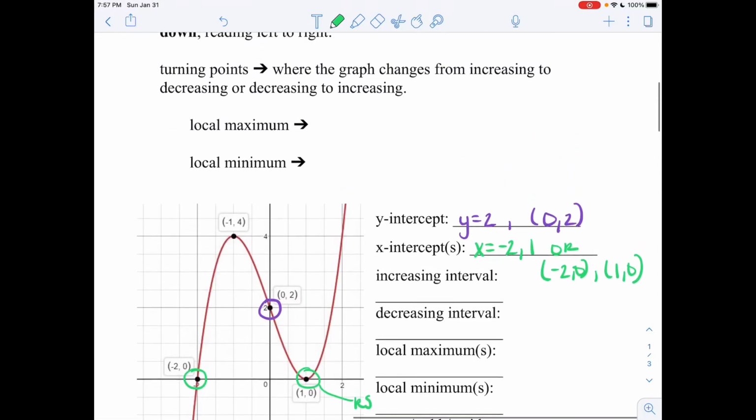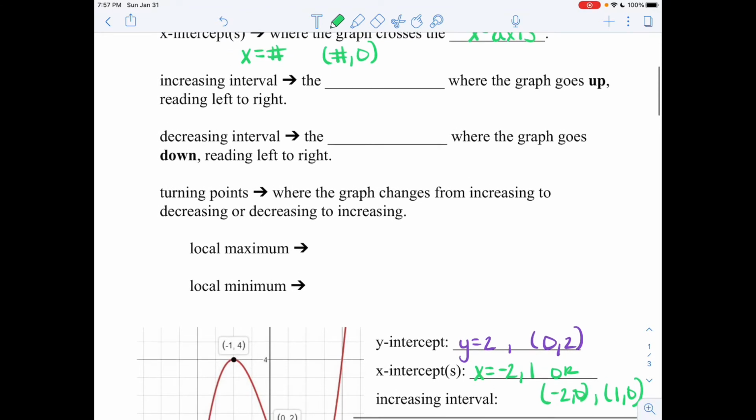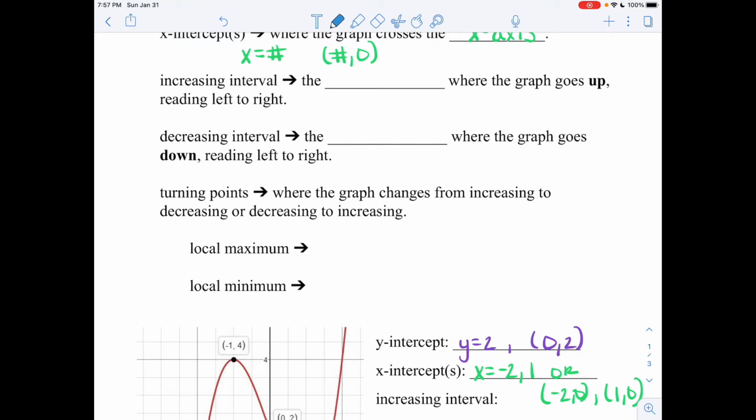Now let's talk about increasing and decreasing intervals. So the increasing intervals are where the x values of the graph go up. So it's very critical and important to remember that these are x values when reading from left to right.